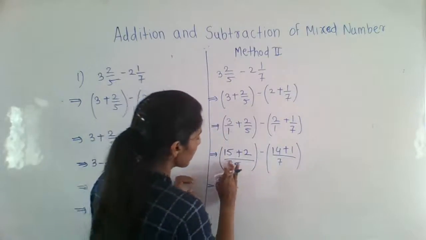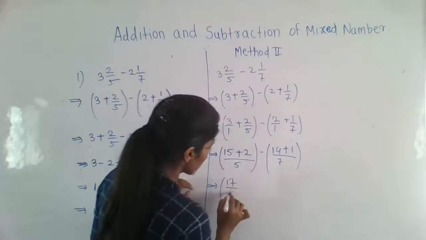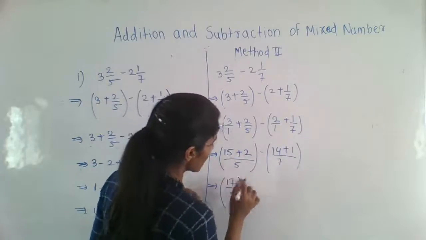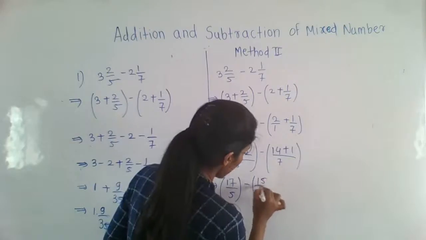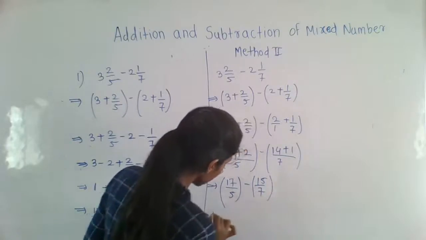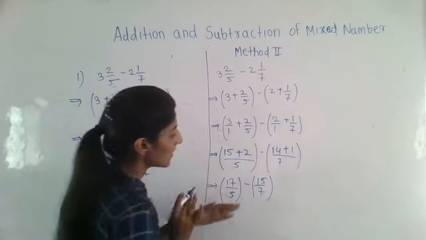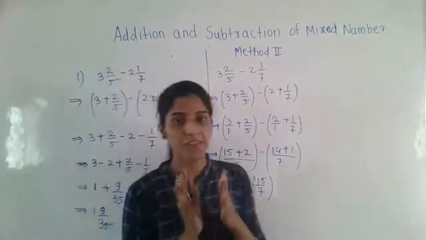And here 5 ones are 5. 15 plus 2, that is 17, minus 14 plus 5, that is 15 by 7. Here again we have to subtract the fractions.